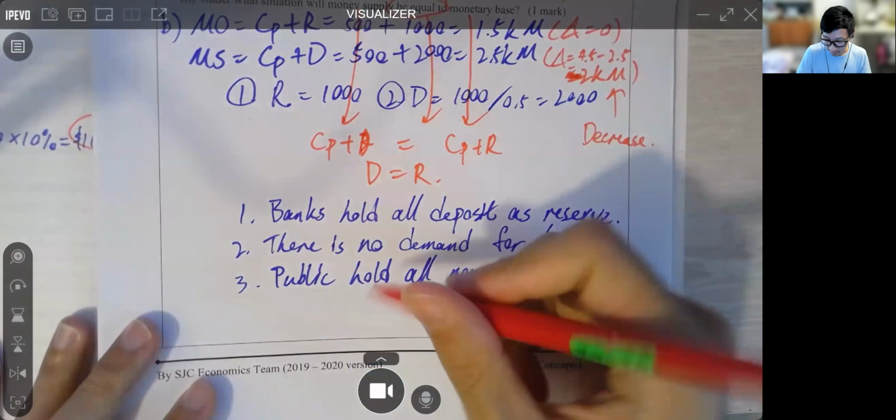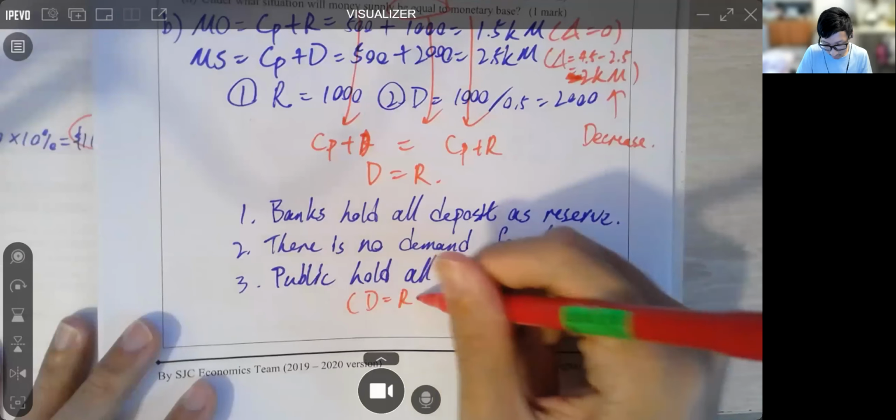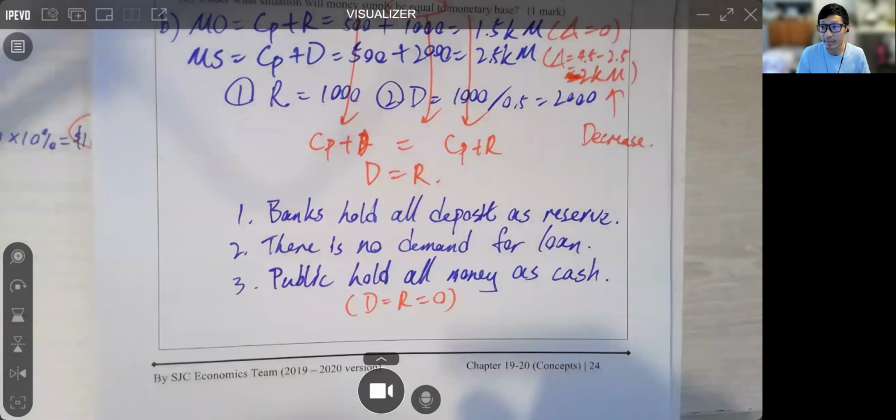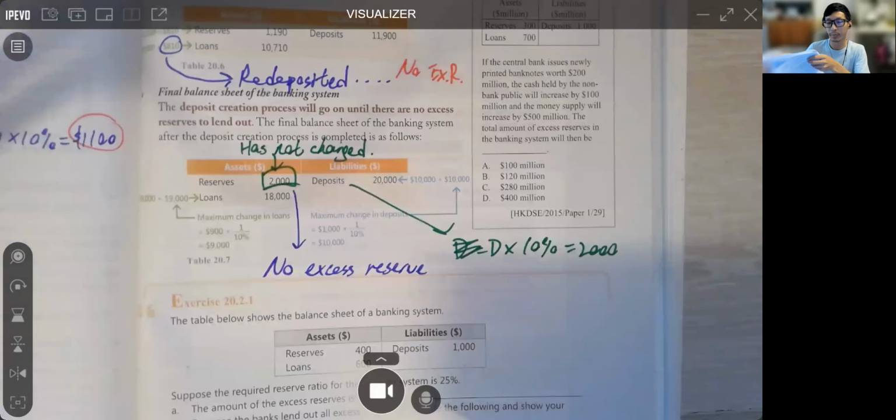In fact, for number 3, D equals R equals 0, not a single dollar. Okay, everything is CP. Is that okay? So these are how we answer. I think there is one more question. Yes, there is one more question.